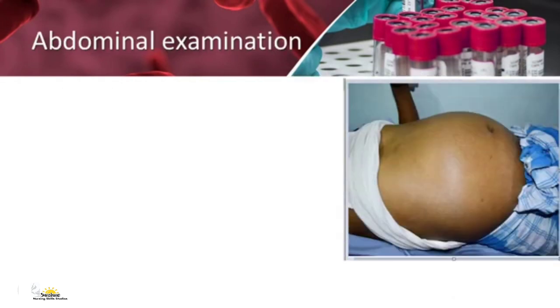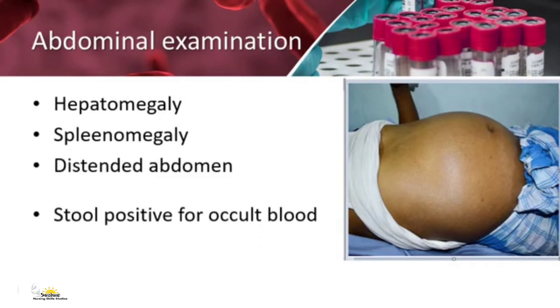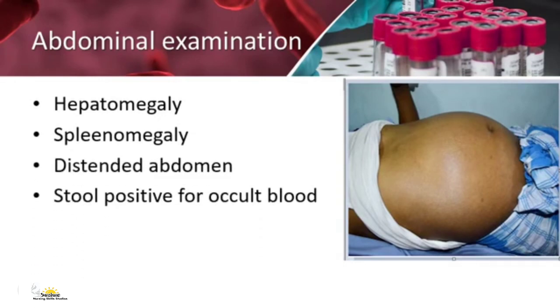Abdominal examination: mainly the person's abdomen will be distended in relation to hepatomegaly or splenomegaly, and the person will have stool positive for blood. When they are passing the stools, there will be a blood stain present on the stool, which will be tested for occult blood.